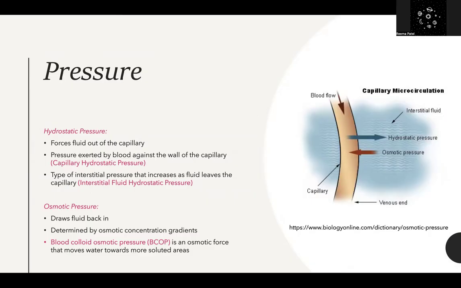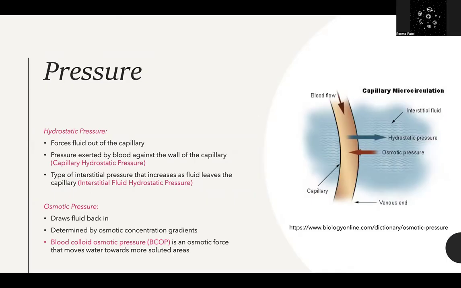So, there are two types of pressure. We have hydrostatic and osmotic pressure. Hydrostatic is when pressure is moving the water out. So it forces the fluid out of the capillaries. The pressure exerted by the blood against the wall of the capillary is called capillary hydrostatic pressure.